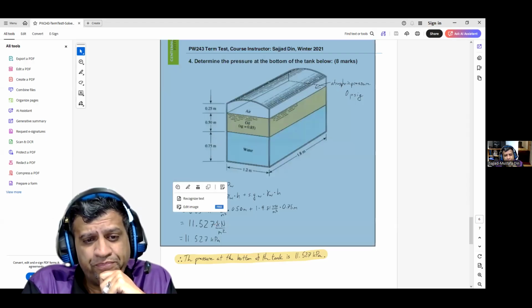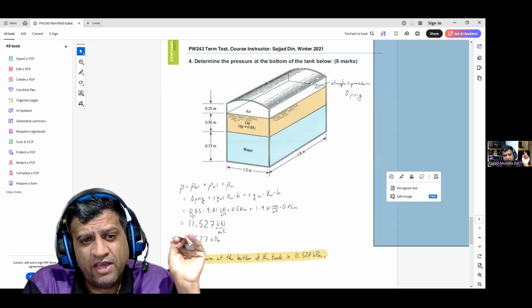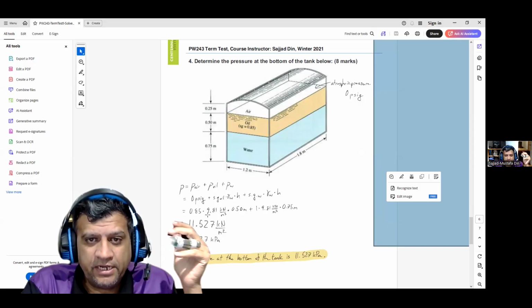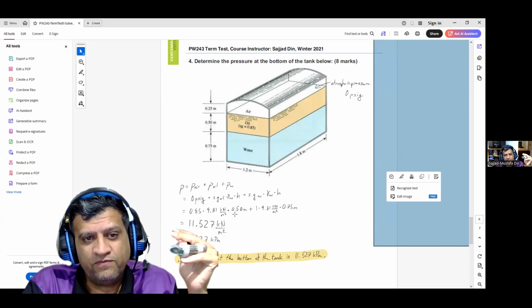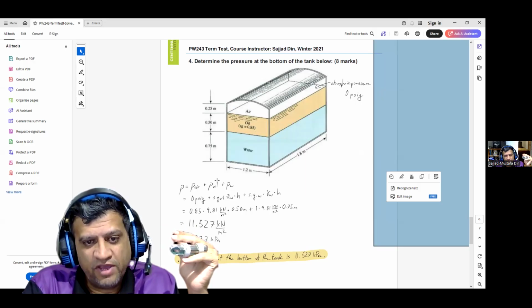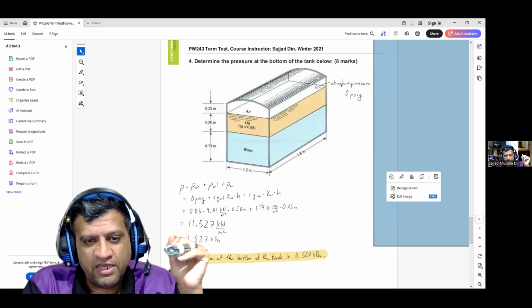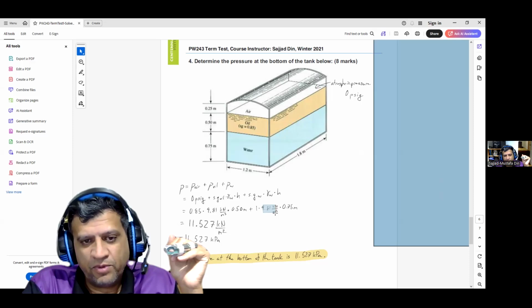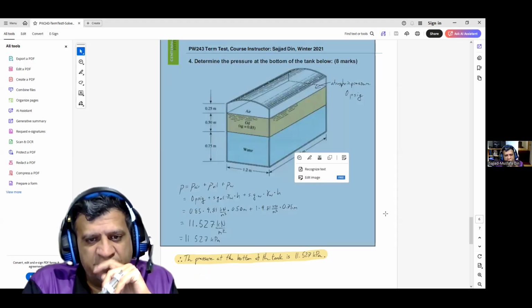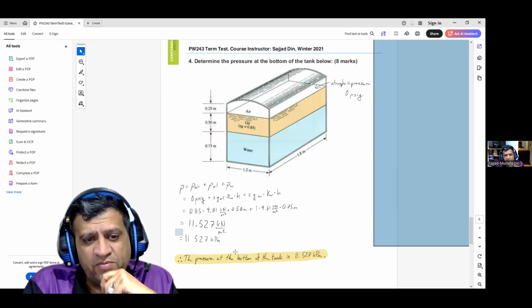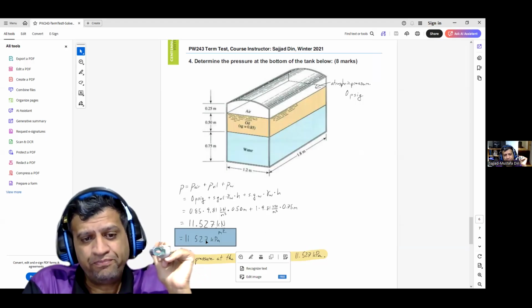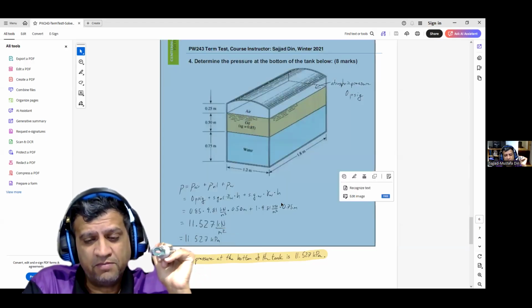And for the oil, it's going to be 0.85. It's given here, 0.85 times 9.81. Why? Because it's in SI units this time, times 0.5. See, the depth is 0.5, plus 1 times 9.81 times 0.75. In essence, you don't really have to multiply it by anything. The specific weight of water is going to be 9.81. When you multiply that by 0.75, and you add that, you get the answer, 11.725 kilonewtons per square meter, which is also kilopascals at the bottom of the tank.